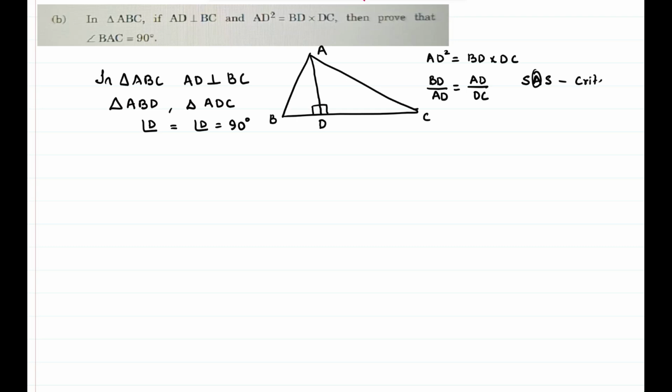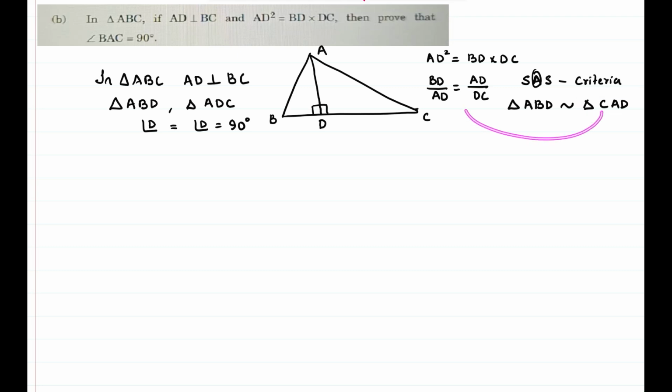by SAS criteria, triangle ABD is similar to triangle CAD. Now one important point you have to note is the order in which I wrote ABD, and the order in which I wrote CAD. This order of CAD is not random.